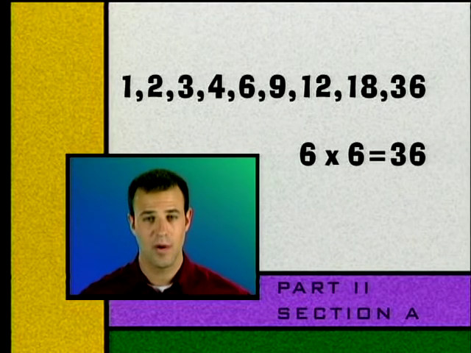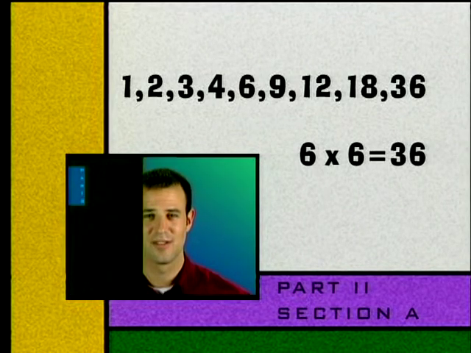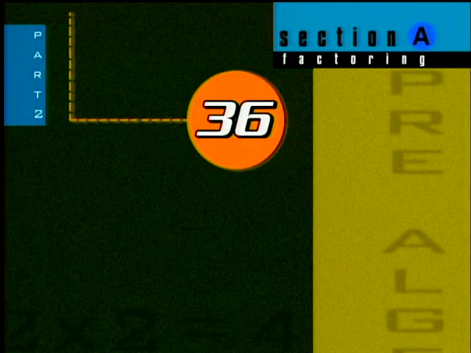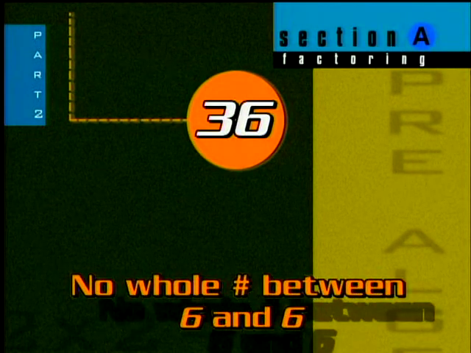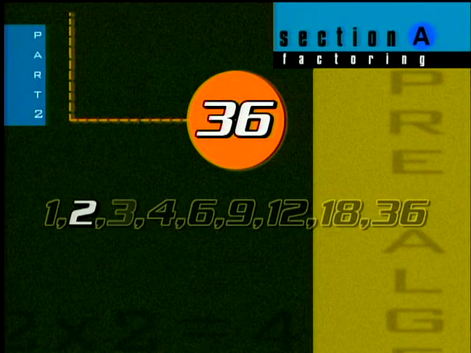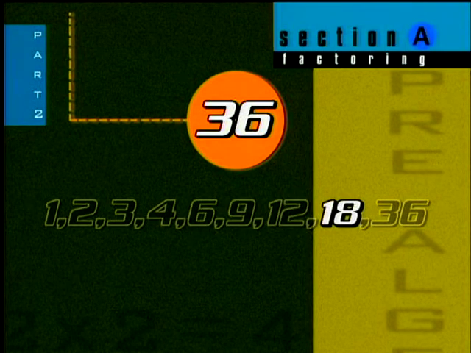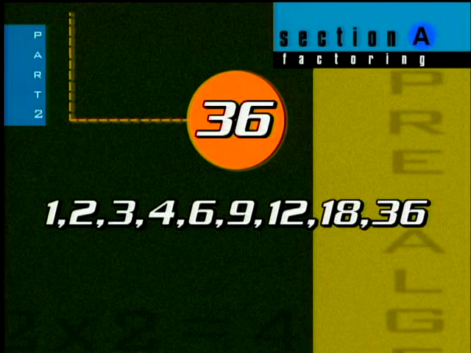We don't need to write it twice because all we're doing by putting it in this list is saying that it's a factor. Since 6 times itself equals 36, we know we're done with our factoring because there's no whole number between 6 and 6. Lining it up this way, we can see all the factors of 36. 1, 2, 3, 4, 6, 9, 12, 18, and 36, laid out in sequential order.